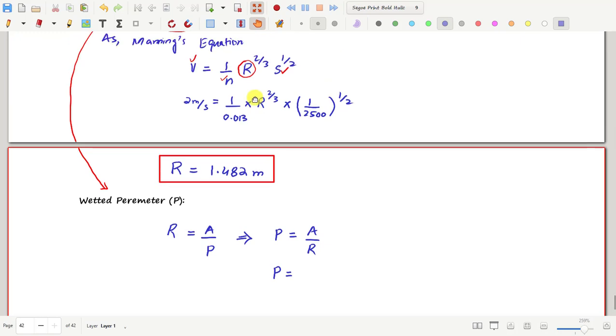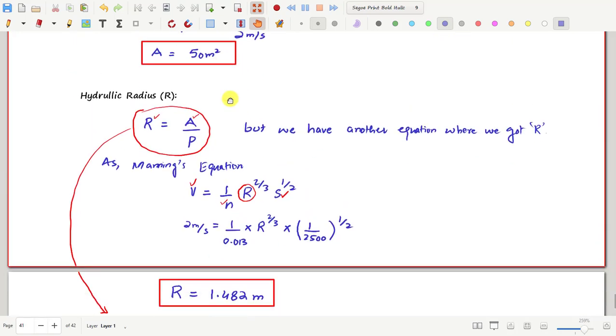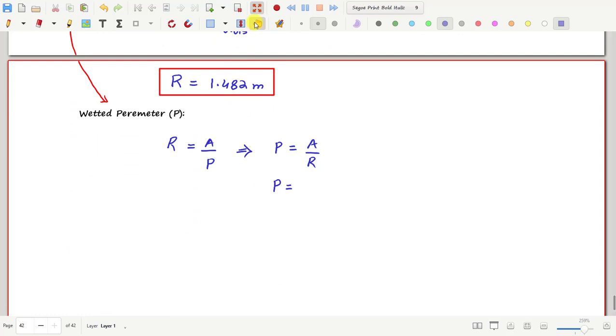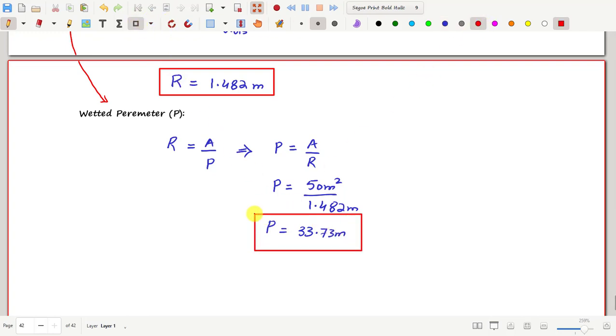We got the value of cross-sectional area, which was 50 meter squared, divided by R, the hydraulic radius, 1.482 meters. From this we can get the value of P, the wetted parameter. Divide it and you will get the value 33.73 meters. Got it? So this is the value for the wetted parameter.